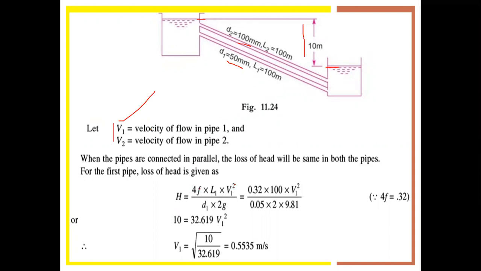That is equal to, so what is 4F? That is 0.32 into the length 100 into V1 square by 0.05 into 2 into 9.81. Therefore, 10 is equal to so and so V1 square. Therefore, V1 is equal to 0.5535. That is the value.